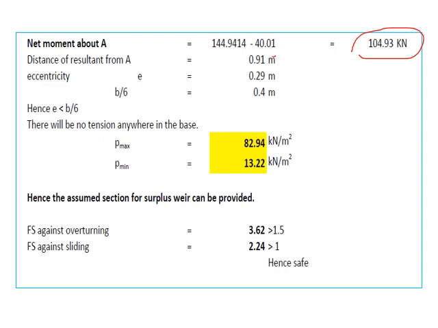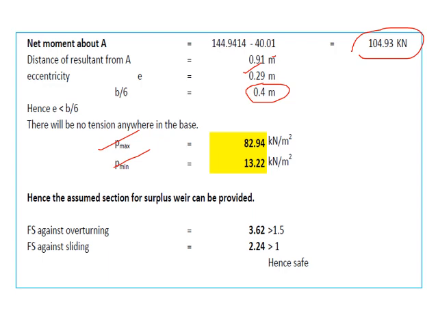Eccentricity can be calculated as b by 2 minus x bar, which is 0.29 meters. Similarly, b by 6, because we have taken 2.4 meters as the base width, 2.4 divided by 6 comes to 0.4. Hence e is less than b by 6. Therefore we can find that P max and P min are both positive quantities, so there will be no tension anywhere in the base of the weir. So therefore the assumed section of 1.3 at the top and 2.4 at the bottom can be provided.